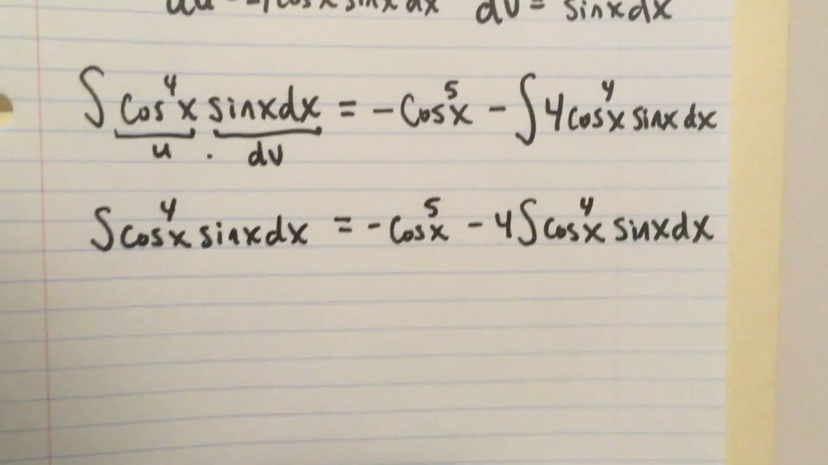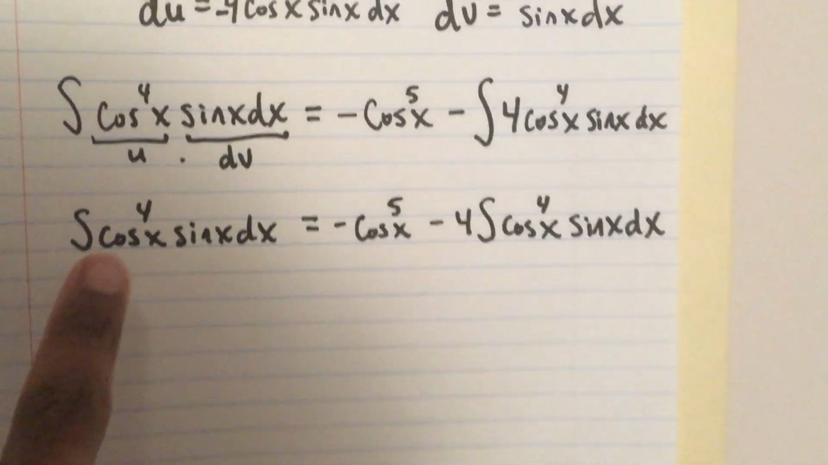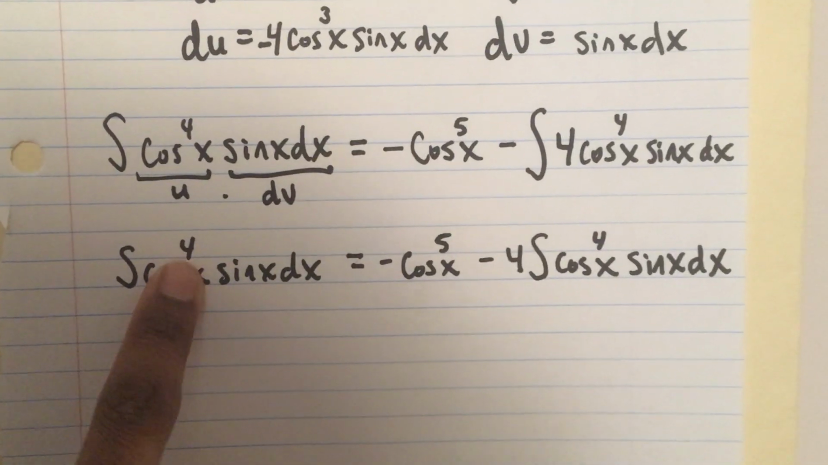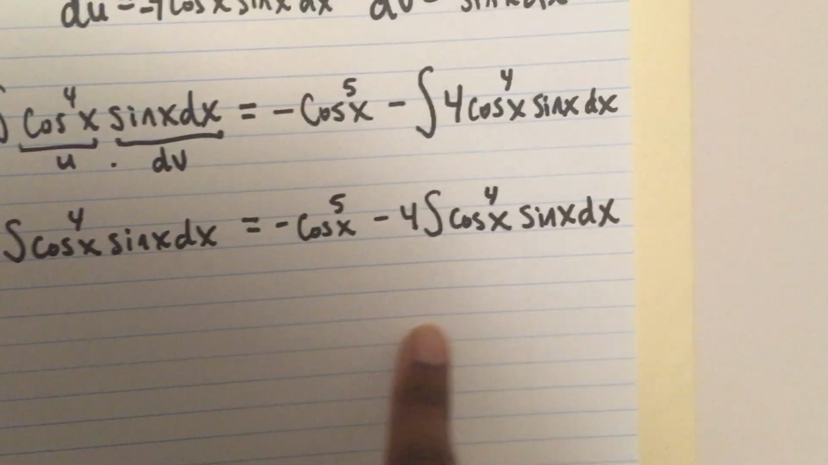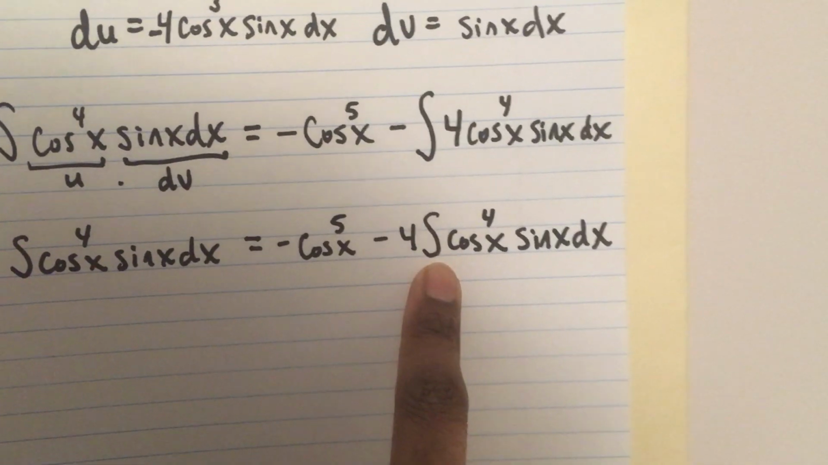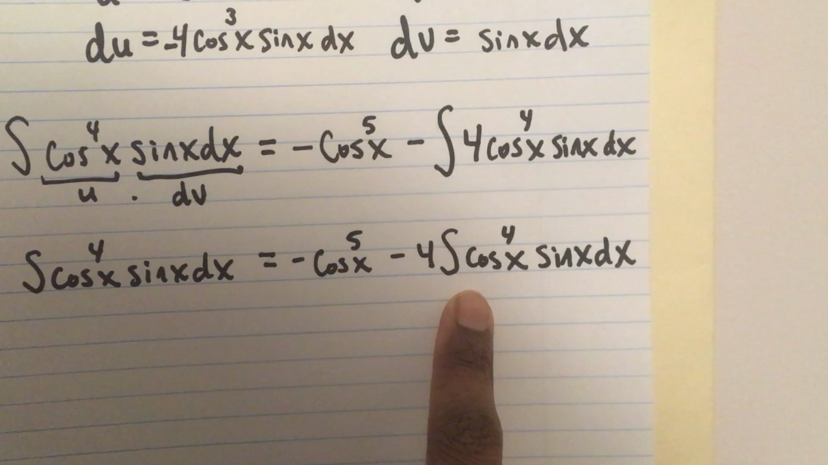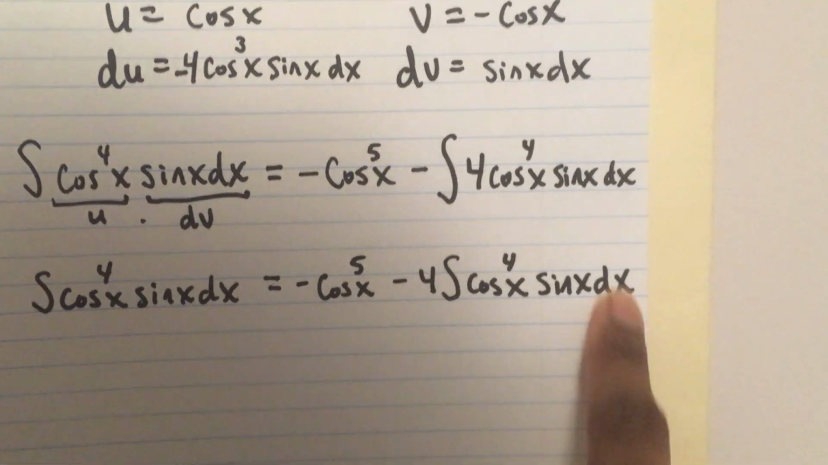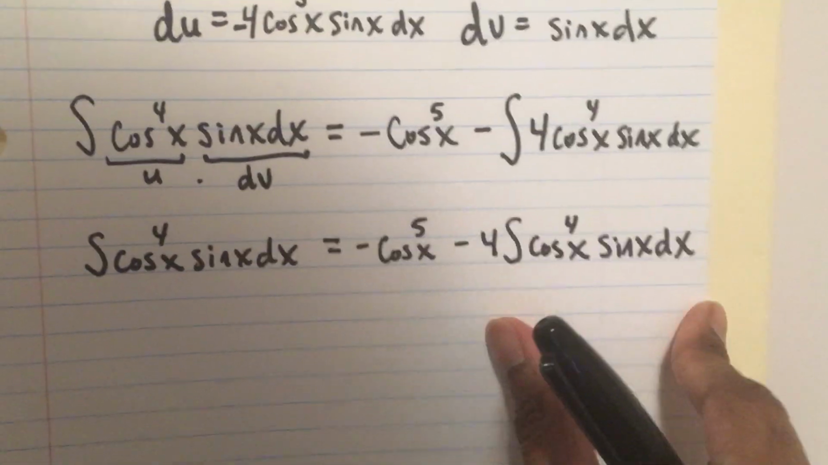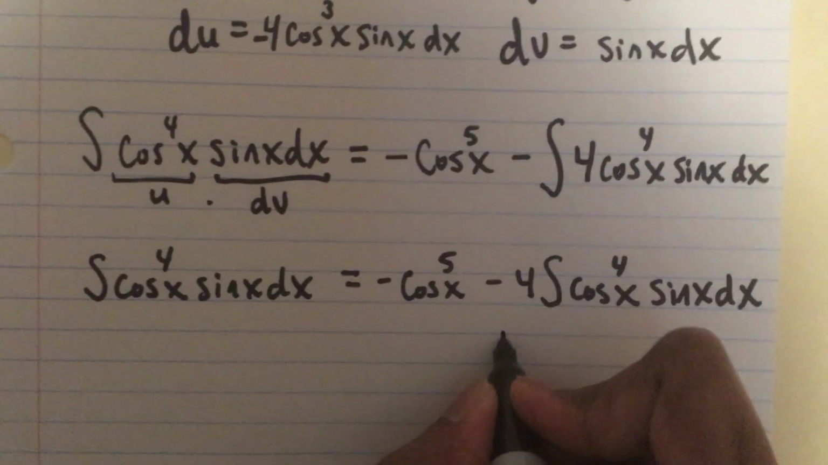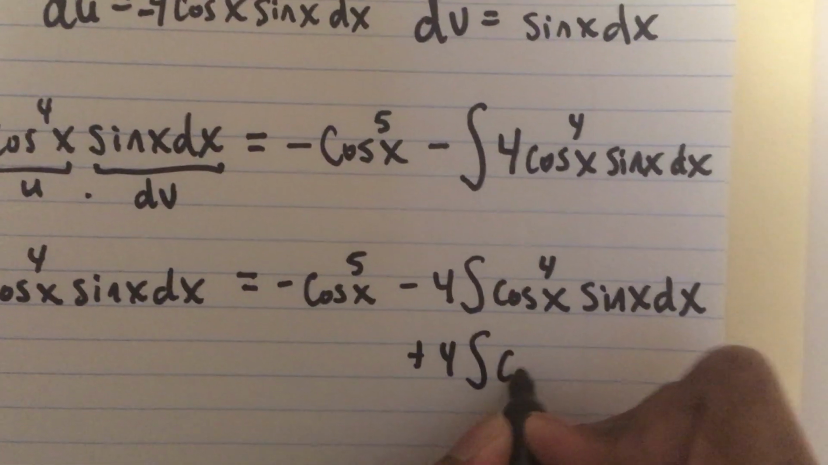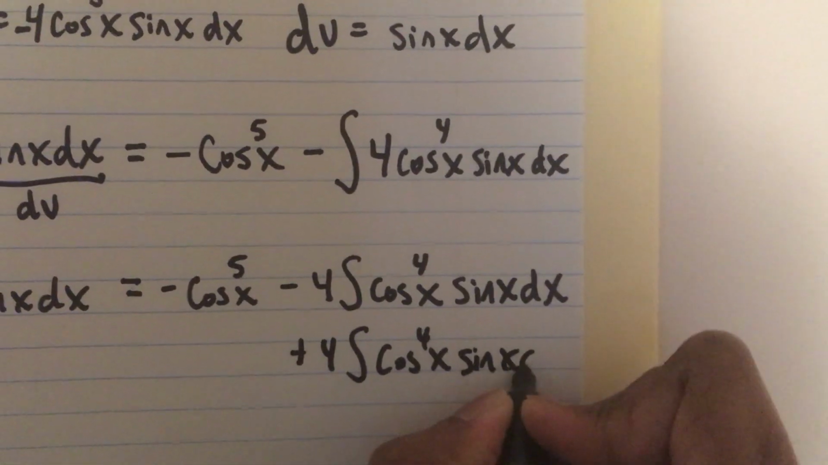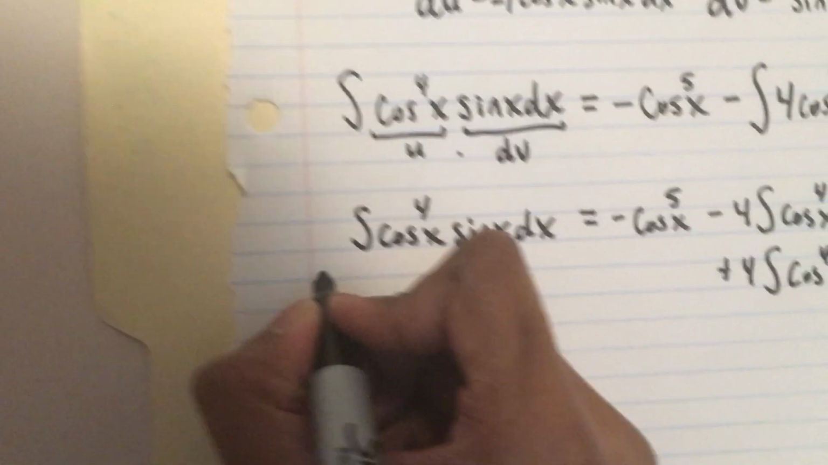All right, so let's look at this. Notice that we have one integral of cosine x to the fourth times sine x dx. And on the right side over here, we have a negative 4 times the integral of cosine x to the fourth sine x dx. I'm actually going to add the 4 times the integral of cosine x to the fourth sine x dx to both sides.